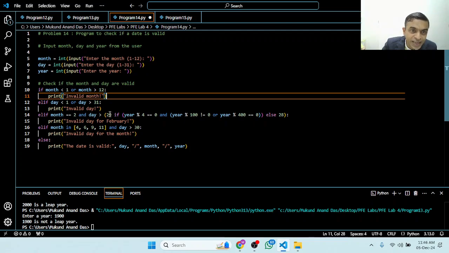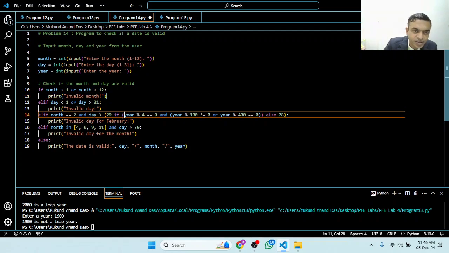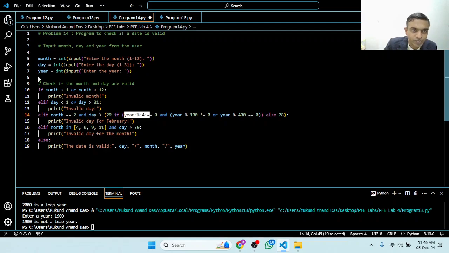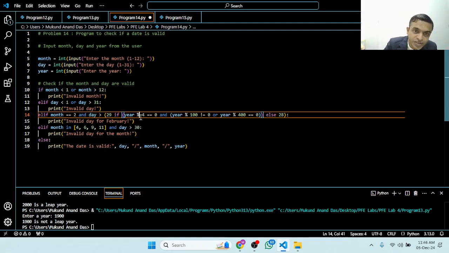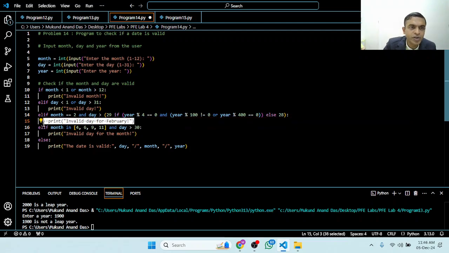If it is 29, what we are checking is whether the year is a leap year. Look at this, this is year modulus 4. If the year is a leap year, then 29 is okay, otherwise 28 is okay. And if the day is greater than 29 or 28 respectively, then we will say invalid for February. So now February we have checked.